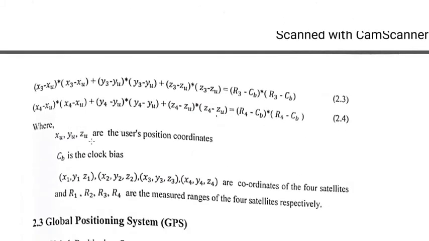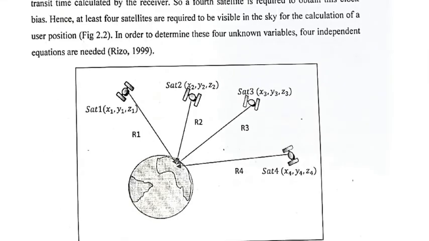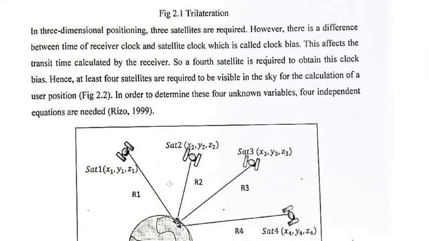Where XU, YU and ZU are the user position coordinates, CB is the clock bias, and X1, Y1, Z1 till X4, Y4, Z4 are the coordinates of the 4 satellites, with the measured ranges of these 4 satellites respectively. So this is how you are going to calculate the values for your particular 4 satellites, and you are going to obtain the ranges also.